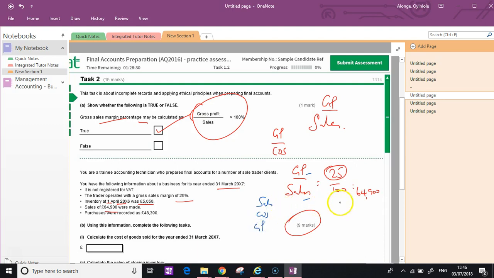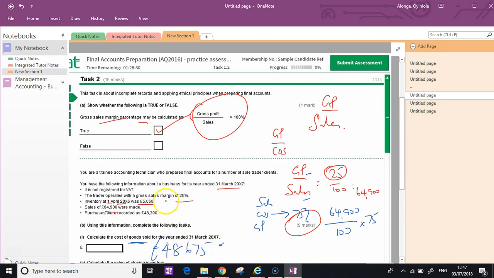Because cost of sales is 75%, I know that I do 64,900 divided by 100 times 75, and that's cost of sales. So the first question says calculate cost of sales, and that comes out at 48,675. That's the first thing. You can already see where this is going.